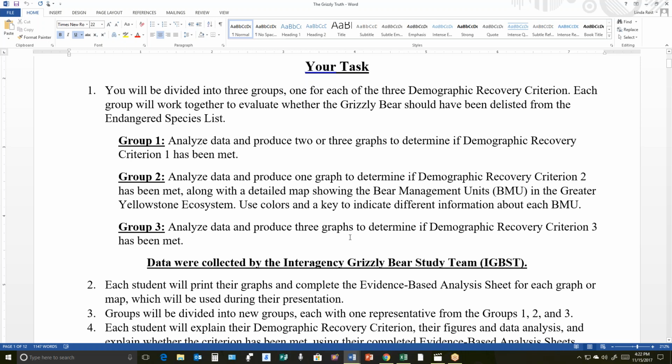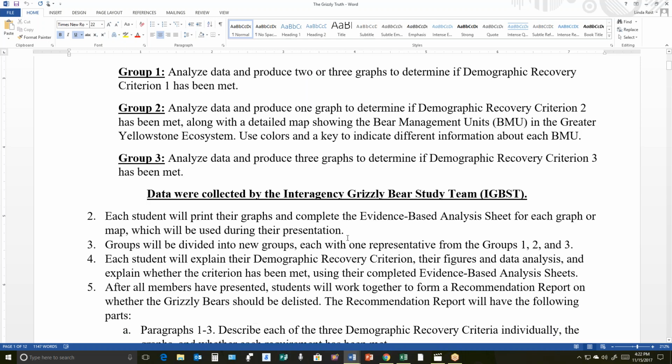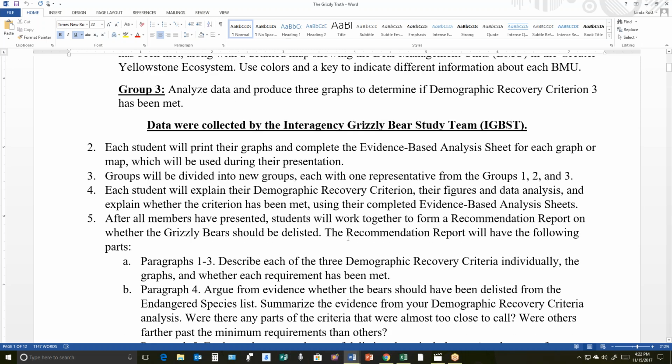The second day, we mixed up the groups. So they got together in new groups. Now we had 6 groups of 3 students, and each new group had 1 representative for each of the 3 criterion. So they sat down and they presented their data, and I'm going to show you a video of what that looked like in a minute.